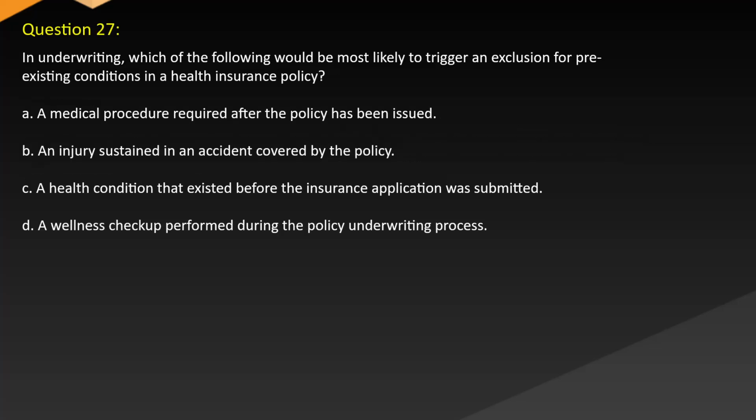Question 27. In underwriting, which of the following would be most likely to trigger an exclusion for pre-existing conditions in a health insurance policy? A. A medical procedure required after the policy has been issued. B. An injury sustained in an accident covered by the policy. C. A health condition that existed before the insurance application was submitted. D. A wellness checkup performed during the policy underwriting process.